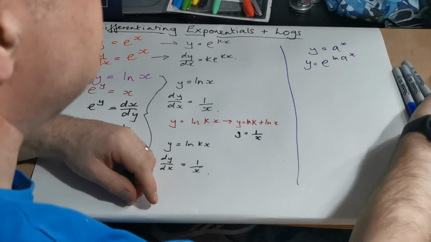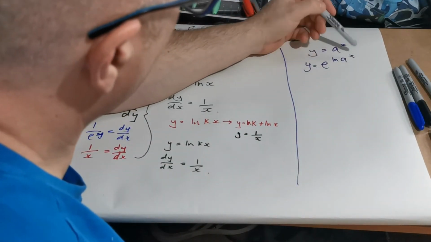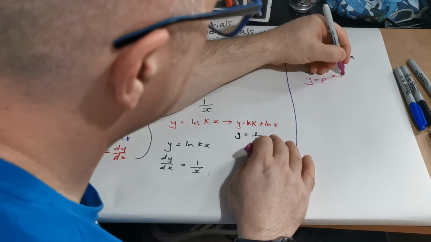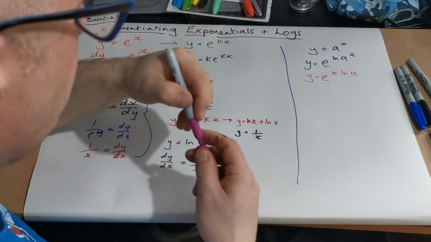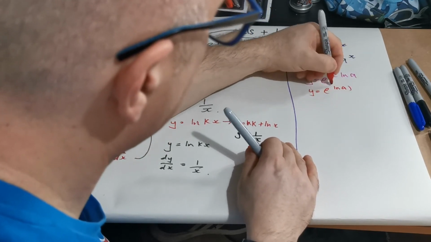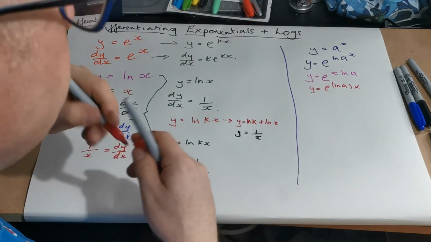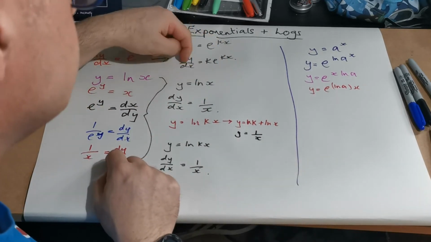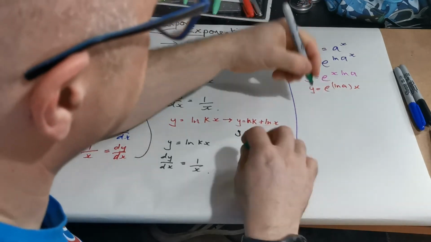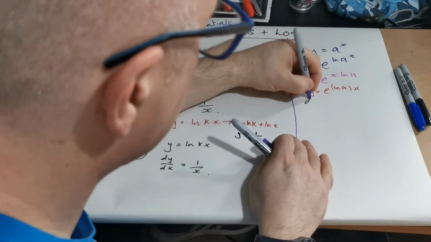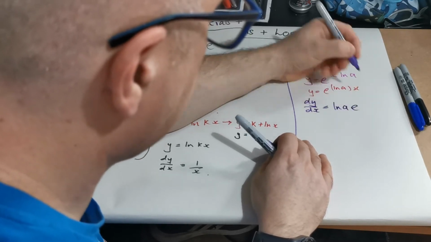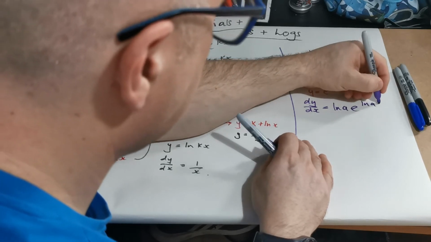Now, considering the laws of logs here, I can bring that power down. So I can say y is e to the x ln a, or y is equal to e to the ln a times x. And what you should see then is that is exactly the same as one of these, because ln a is just a number, so that can be our k. So when we differentiate here, dy by dx is equal to ln a times e to the ln a x.